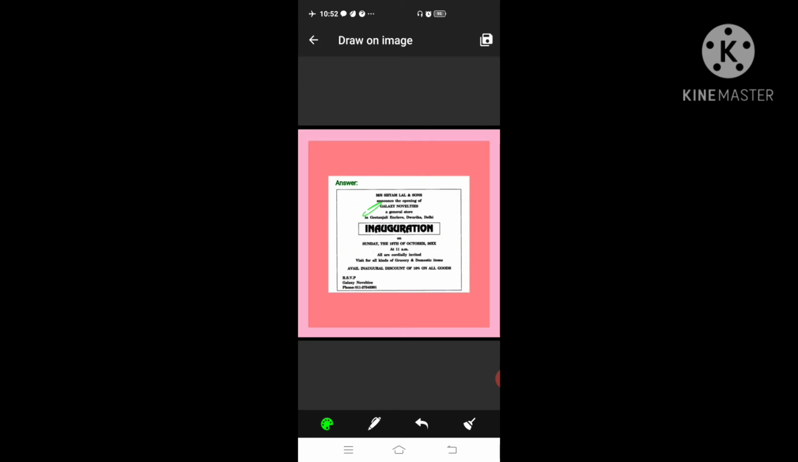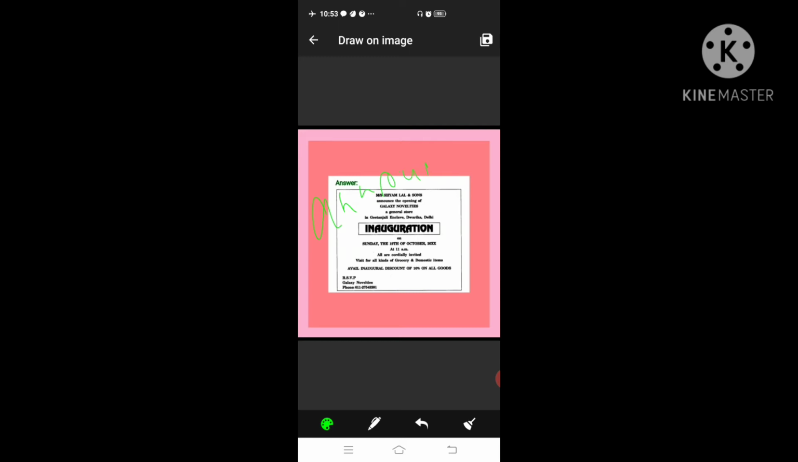We are not writing announces, because Messrs Shyamlal and Sons is plural. If a single name is mentioned over here, Mrs. XYZ or Mr. XYZ, then we have to write announces.